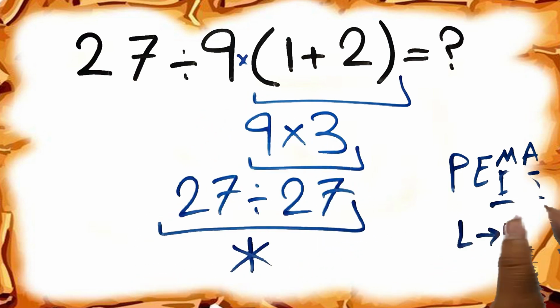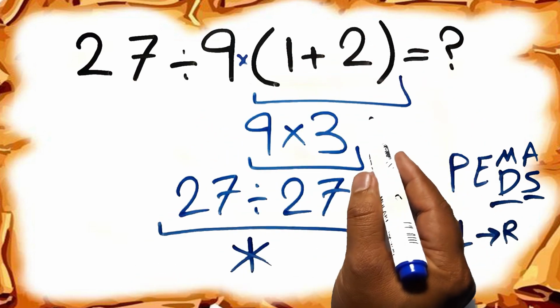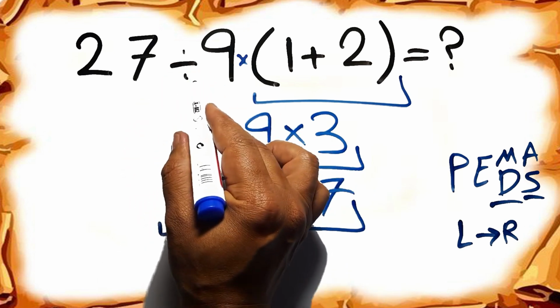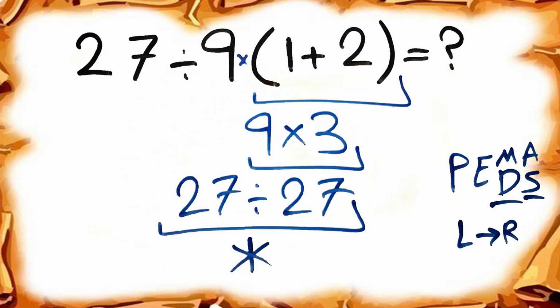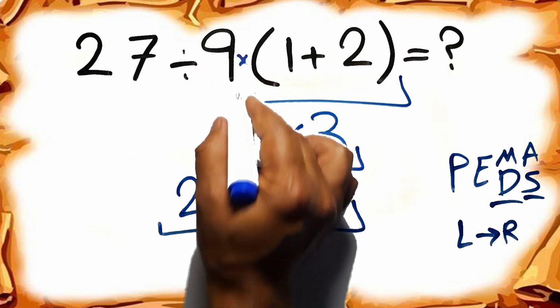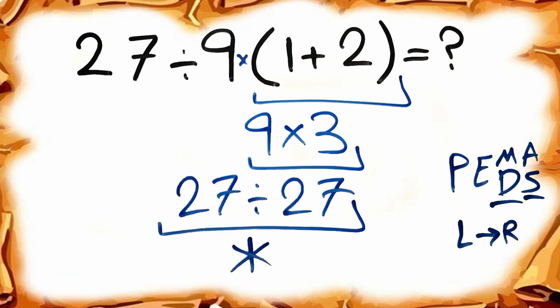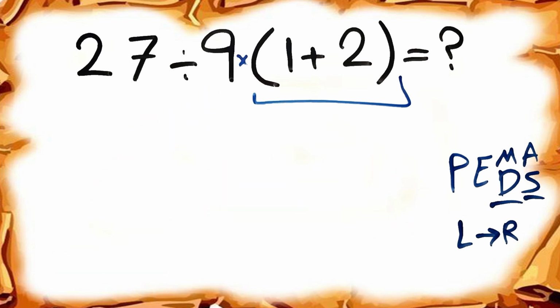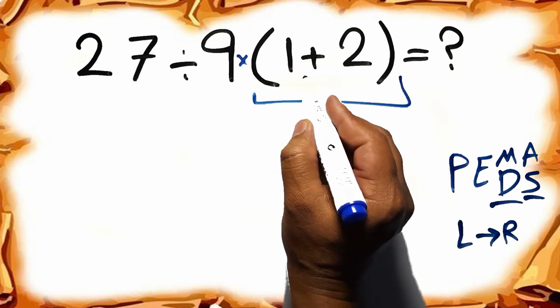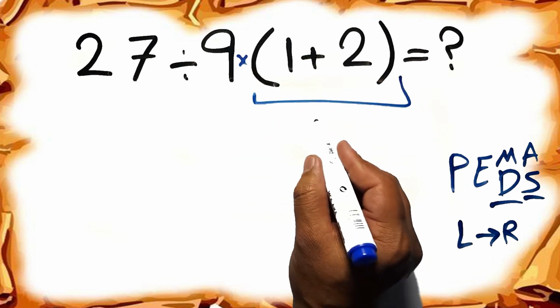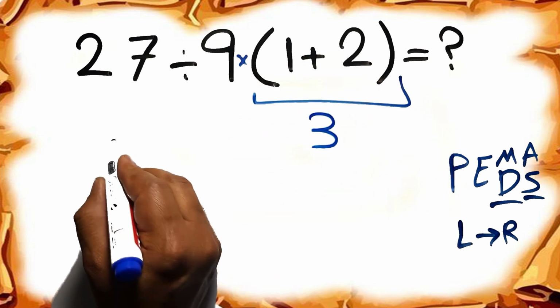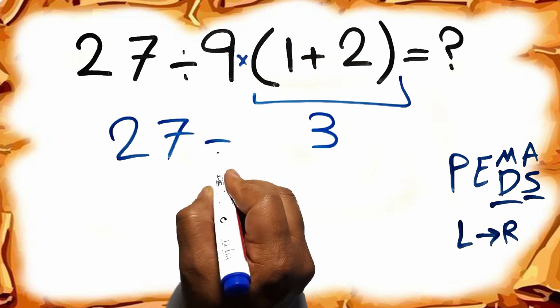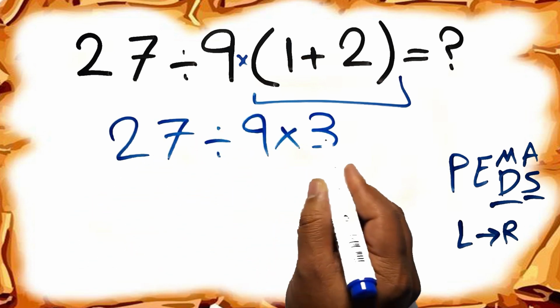So according to PEMDAS, first we have to do this parentheses, then this division, and finally this multiplication. If we do this multiplication before this division, it is wrong. So first this parentheses, inside this parentheses we have 1 plus 2 which equals 3. So 27 divided by 9 times 3.